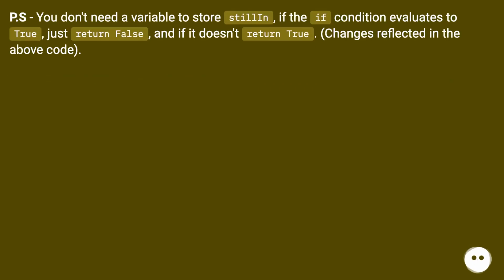P.S. You don't need a variable to store still_in. If the if condition evaluates to true, just return false, and if it doesn't, return true. The change is reflected in the above code.